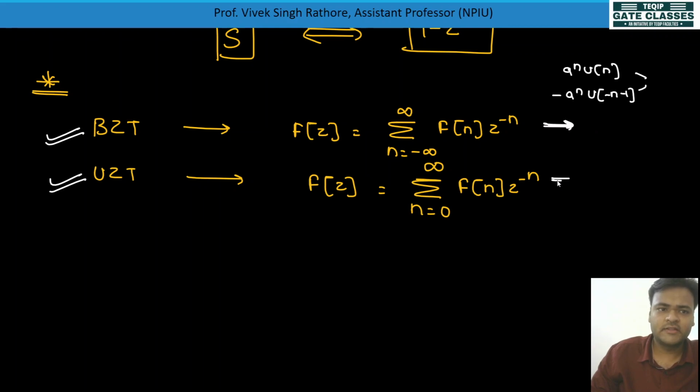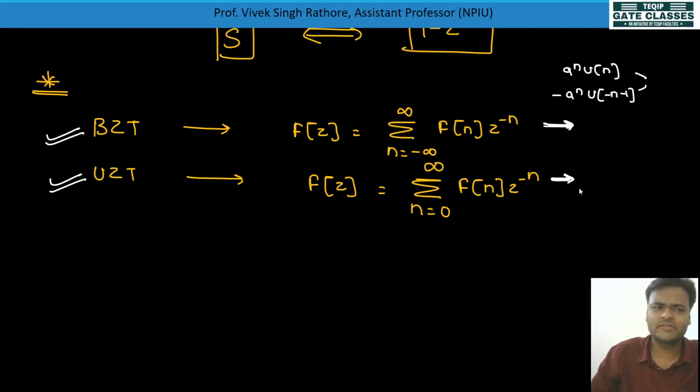But for the unilateral case there will be no need to mention the ROC, because the expressions are anyway unique. There will be a region of convergence, but we don't have to mention it.